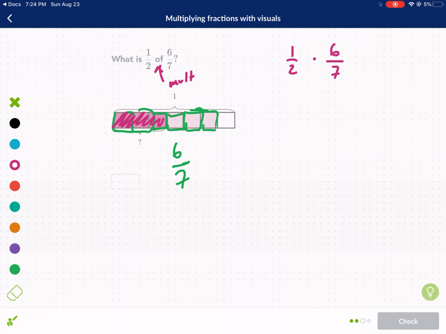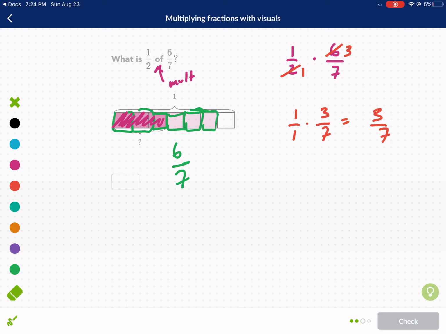6/7. Now, I'm going to do this first this time. 2 and 6 both have a factor of 2. Dividing 6 by 2, I get 3. Dividing 2 by 2, I get 1. So now I have 1/1 times 6/7. And that gives me, oops, I'm just looking at that funny. 3/7. And I get 3/7.